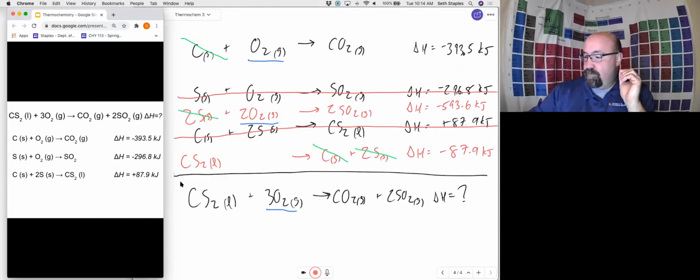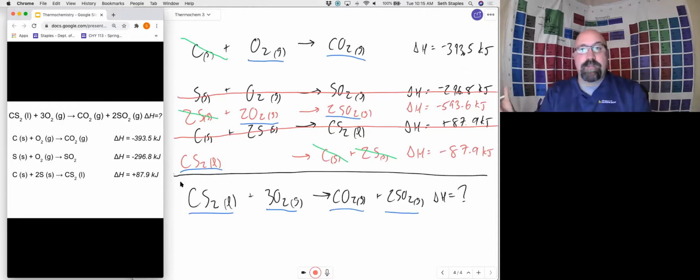So that's good. CS2 here as a reactant, CS2 here as a reactant. So far, so good. CO2 as a product, CO2 as a product. 2 SO2 as a product, 2 SO2 as a product. Tells us that we've done all the manipulations that we need. We can now finally just add up our enthalpies.